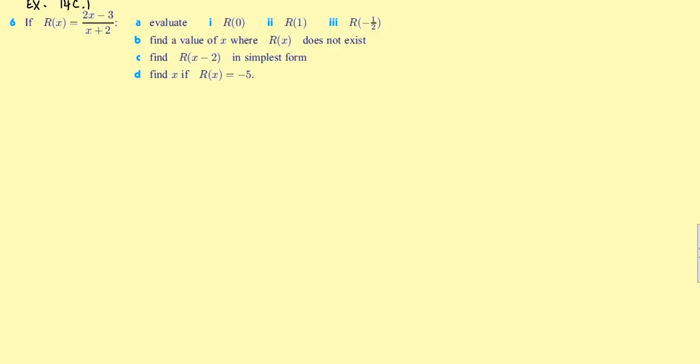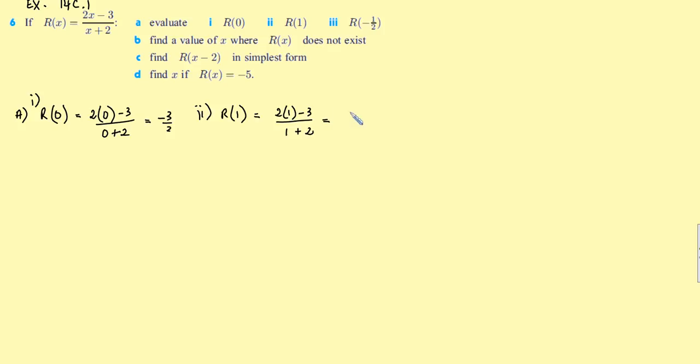Okay, I already have the layer on. Let's turn it on. So if I do a, and I have to evaluate, so I'm going to start doing r at 0. And that equals 2 times 0 minus 3 over 0 plus 2, and that ends up giving me negative 3/2. Alright, if I now do 2i, if I do r at 1, well then this would go to 2 times 1 minus 3 over 1 plus 2.